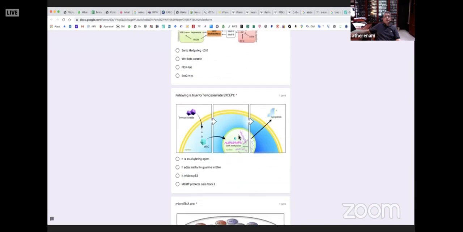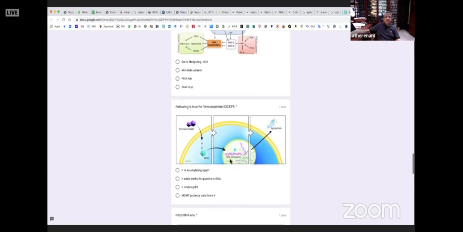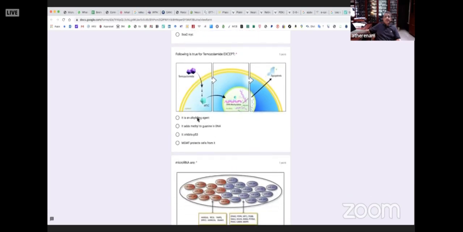The following is true for temozolomide, except. I had a lot of questions with except. Sorry about that. It's an alkylating agent. It adds methyl residue. It adds methyl to guanine in DNA. That's true.